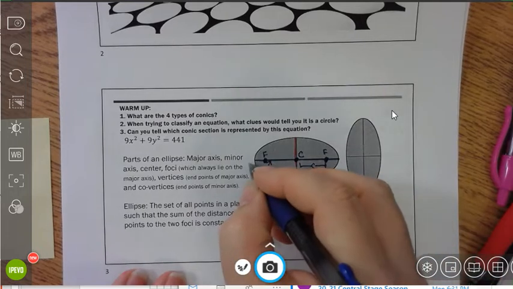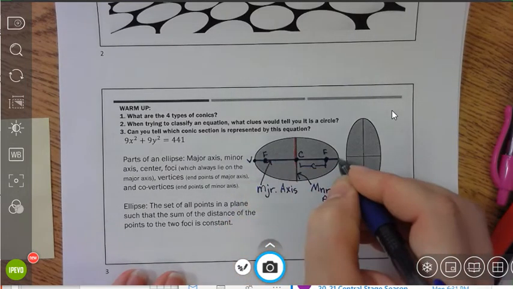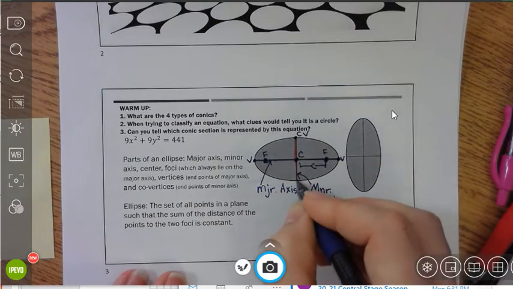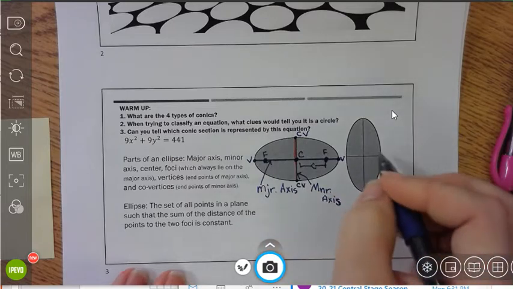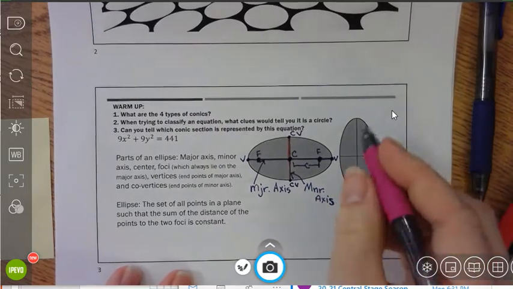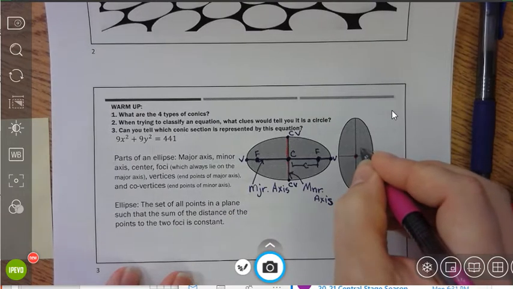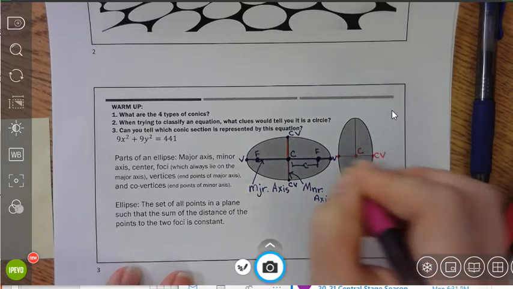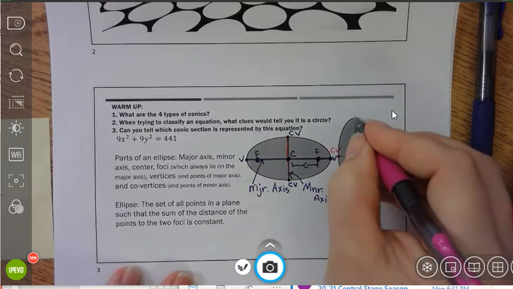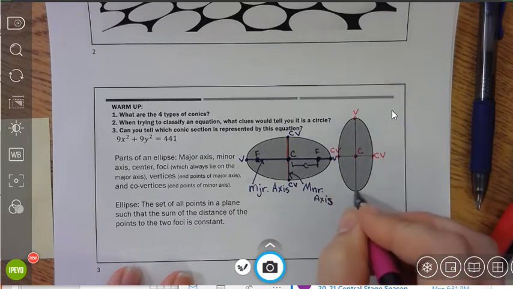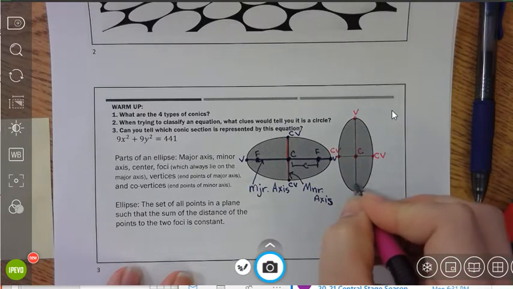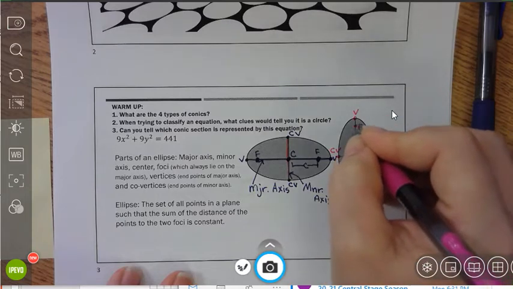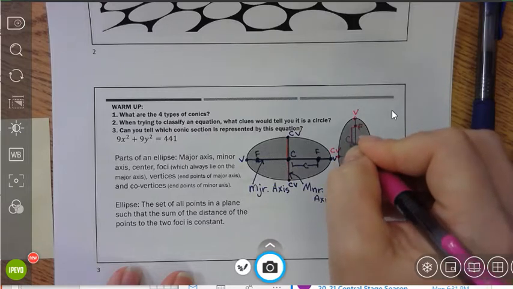All right, so the vertices and co-vertices: this is a vertex here, this is a vertex here, this is a co-vertex, this is a co-vertex. On this one it's a little bit different. I'll pick up another color so you can see it. I still have the center here, but these are now co-vertices. This is a vertex, and this is a vertex, and the focus is going to end up somewhere in here. This distance will be your C.